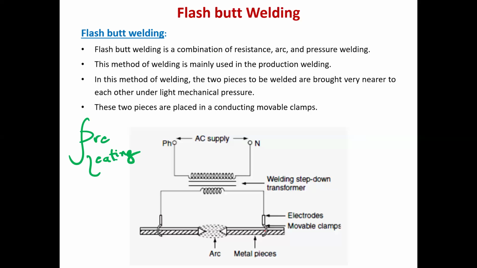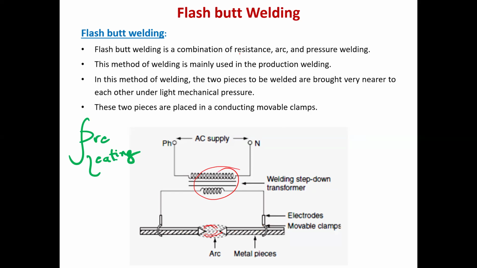Same thing. I can go for flash butt welding. It's a preheating structure, we can use it. Same transformer, but I would like to have two electrodes. Both the electrodes are movable clamps. I can move these two things with a strong arc there, it can create some sort of arc and join those two things at the sharp edge. This one may be called flash butt welding.